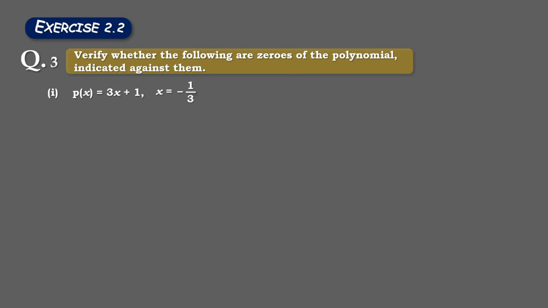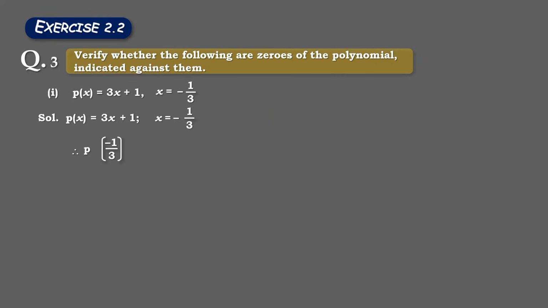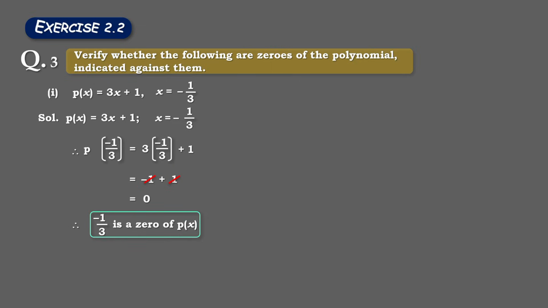Now let us verify whether the given number is a zero of the polynomial. The given polynomial is p of x equals 3x plus 1. The given value of x is minus 1 by 3. To verify, we substitute minus 1 by 3 in place of x in the polynomial. After substitution, the value of the polynomial becomes 0. Since the value of the polynomial is 0 for x equal to minus 1 by 3, we conclude that minus 1 by 3 is a zero of the polynomial p of x. So, the given value satisfies the condition of being a zero of the polynomial.